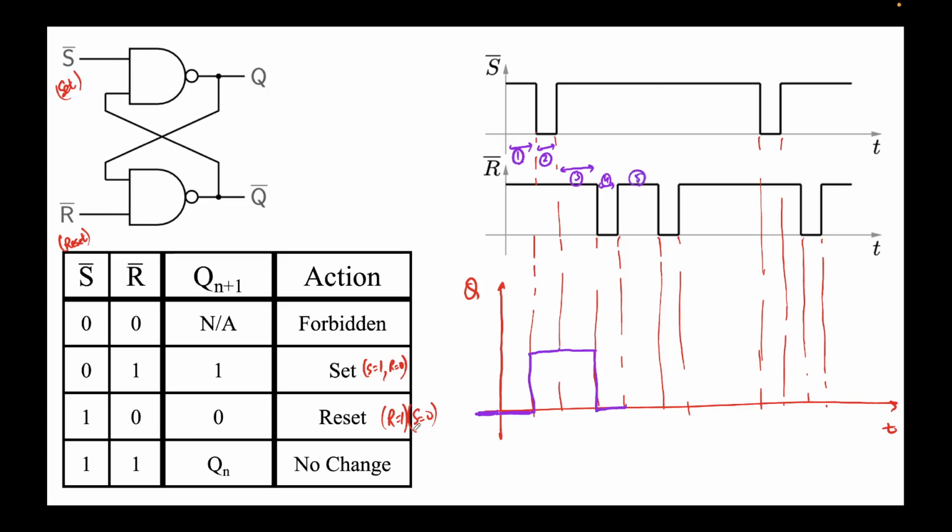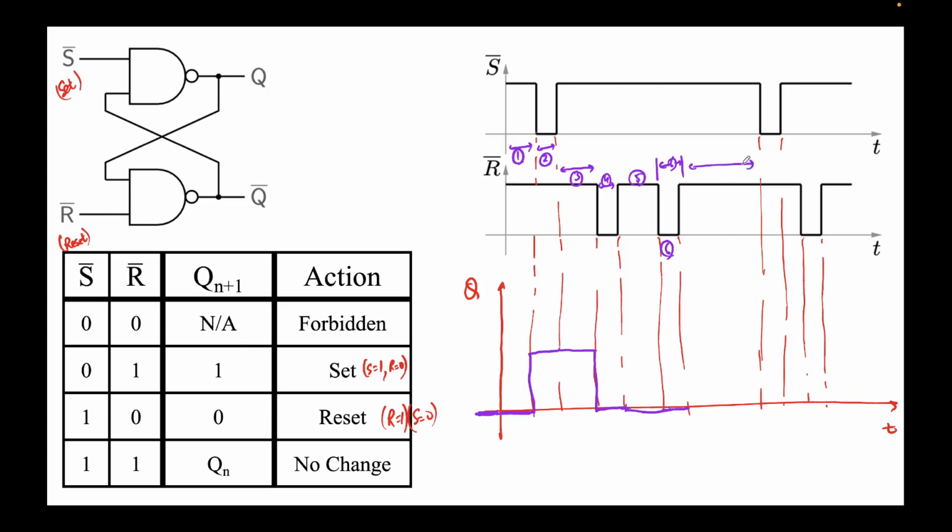Both are high. Again, no change. This is the sixth period, from here to here. In the sixth period, S bar is 1, R bar is 0. It's a reset condition, so Q will become 0. It's already 0, so it will appear as if there is no change.